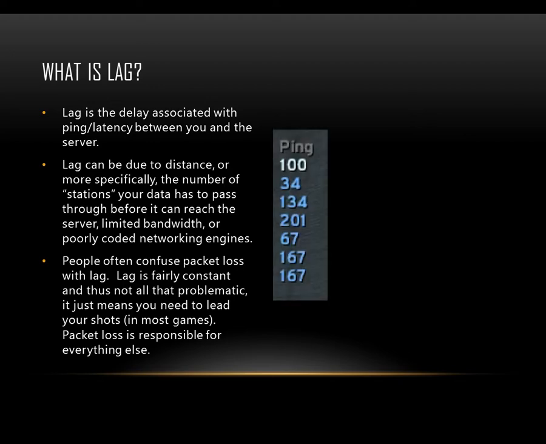This is an example of the ping column in Halo. If you hold F1 while in a server in Halo PC, you will see a column which says ping. There will be a whole bunch of numbers for each player. And this is the delay in milliseconds between that player and the server. So lower ping corresponds to less lag or less delay between them and the server, and thus less leading and thus better, easier to play the game.